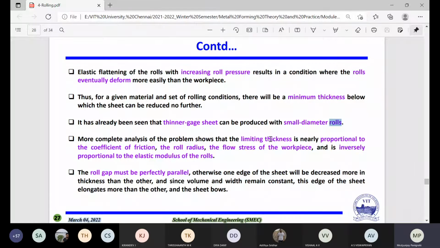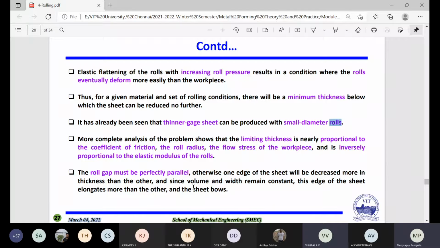The limiting thickness, whatever thickness you are fixing there, is the limit you have to prepare. It is nearly proportional to the coefficient of friction, the roll radius, and the flow stress of the workpiece, and is inversely proportional to the elastic modulus of the roll. Based on this, we already derived it when we talked about all the equations, and based on this we have done the numericals, right?